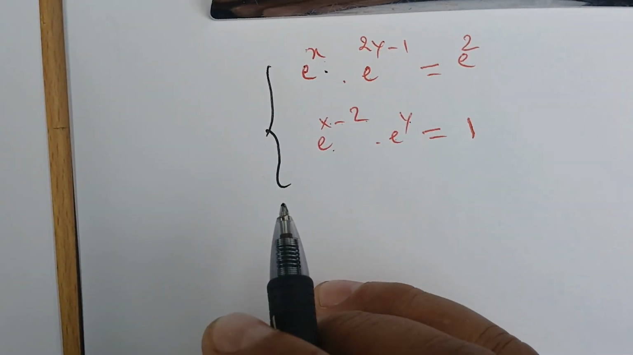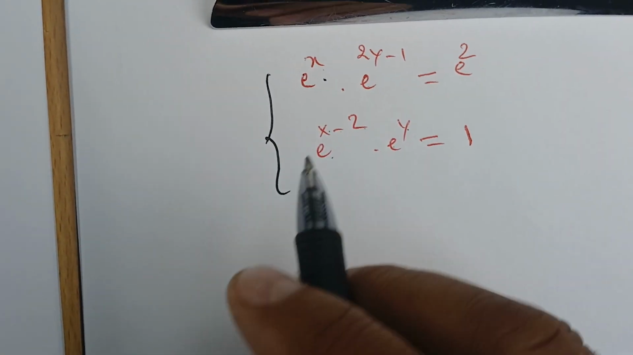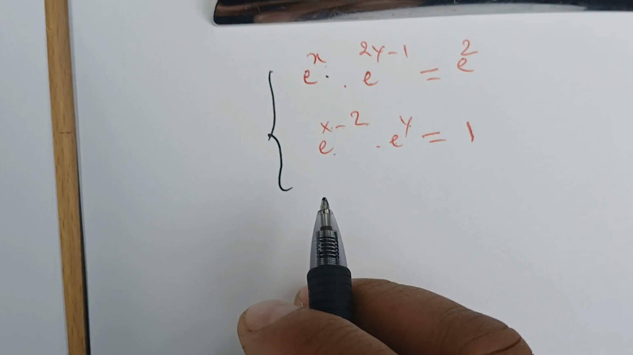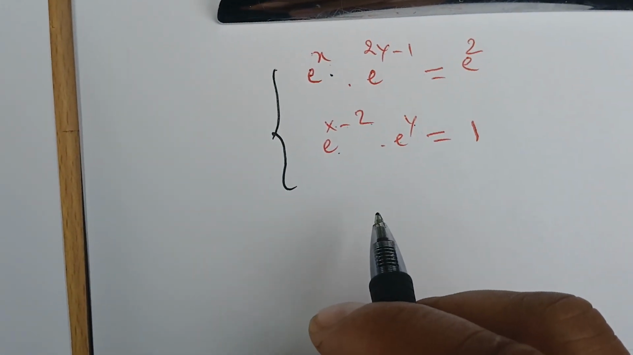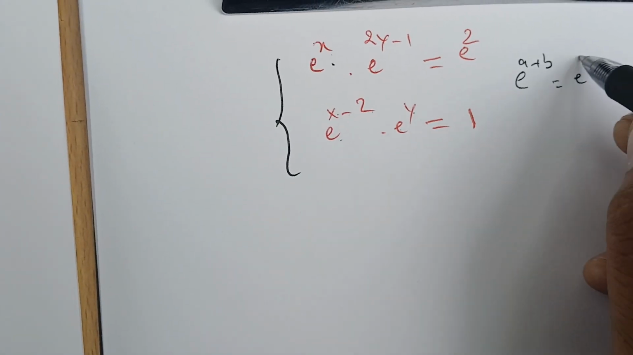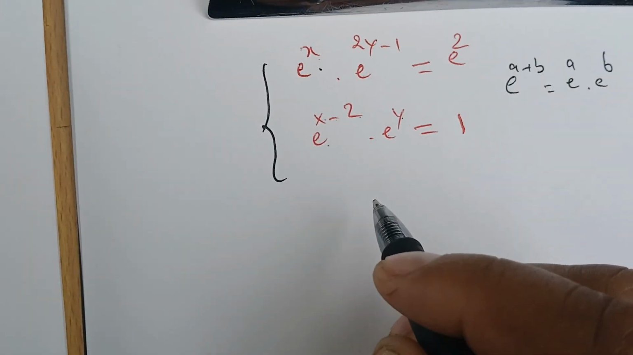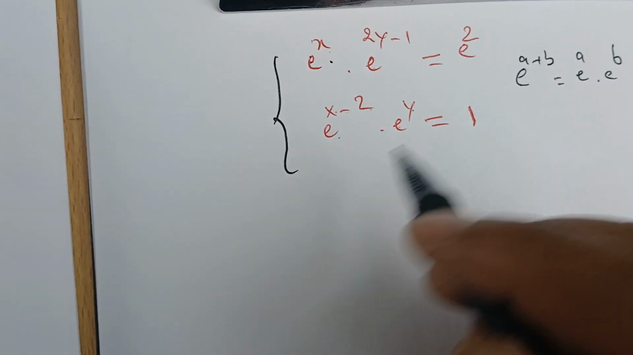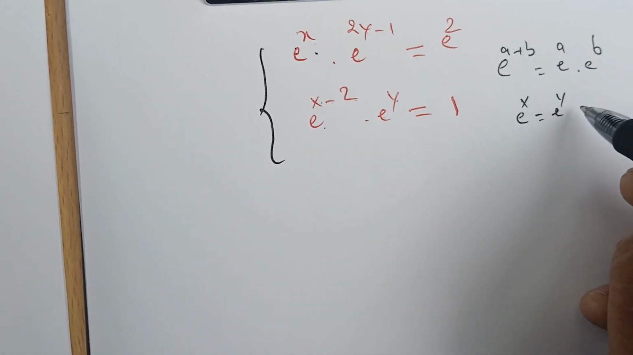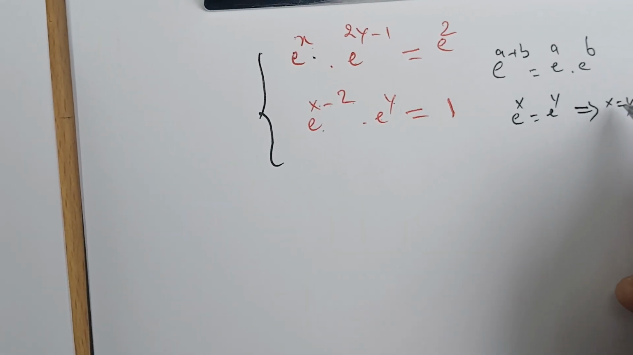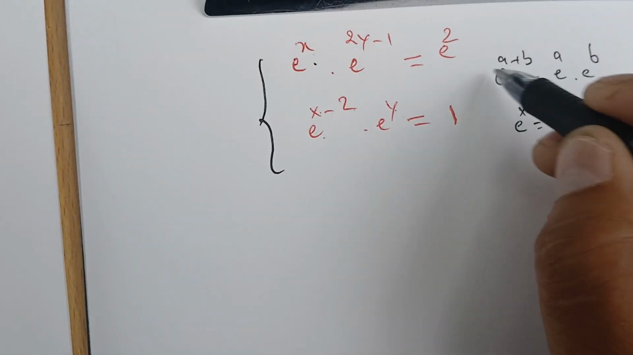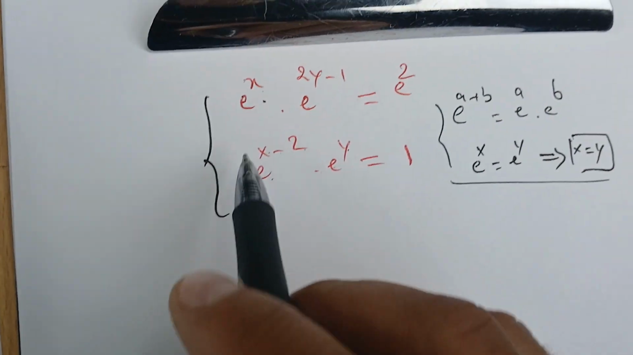What we can do when we have this kind of system is use the rules or the properties of the exponential to get the system that we need and solve it nicely. So we know that e to the a plus b is e to the a times e to the b. We're going to use this property. And also we know that when we have e to the power x equals e to the power y, we have x equals y. Okay, we're going to use these two to find a solution to this system.